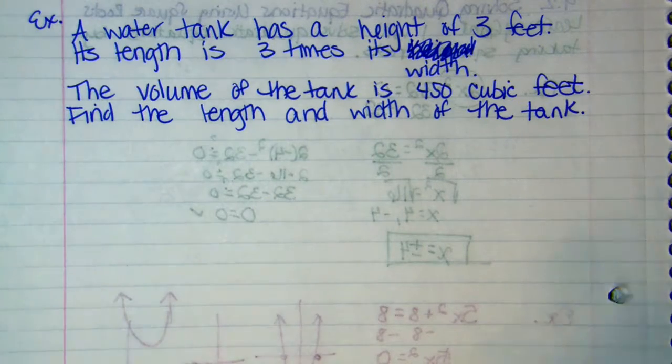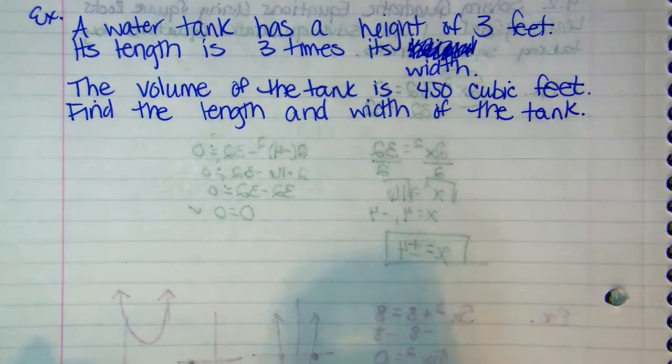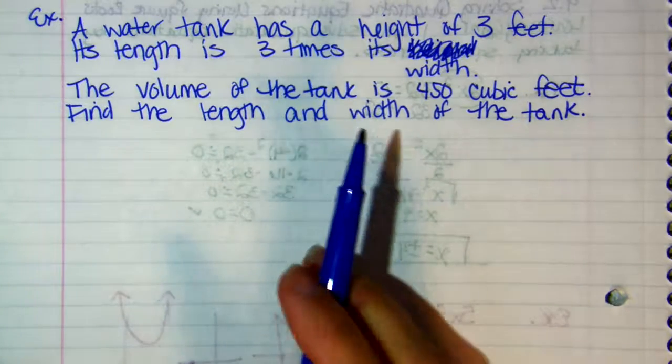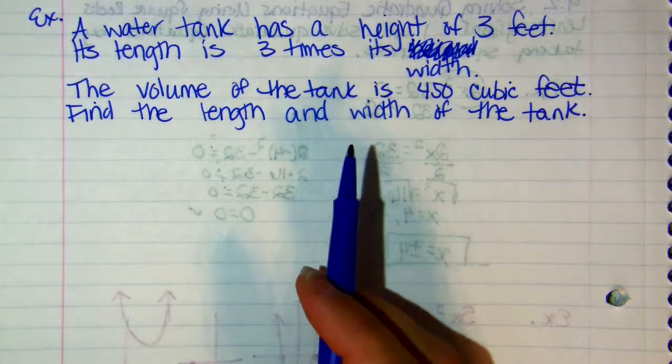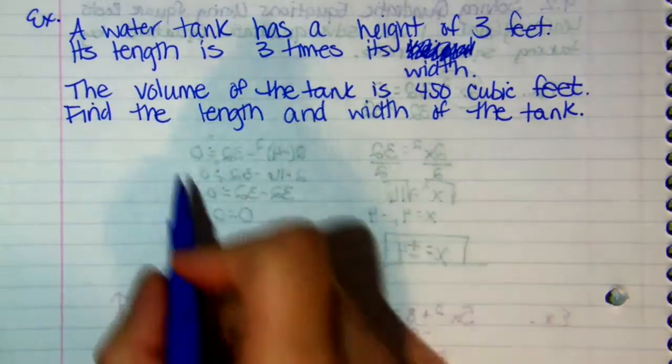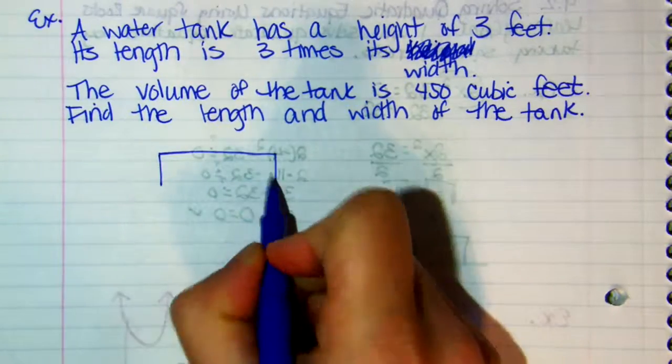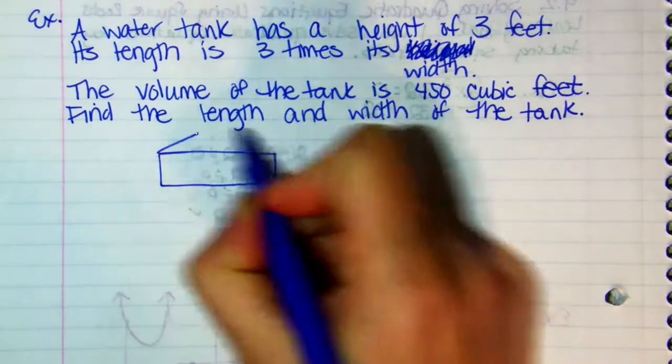So finally, we have a word problem with a water tank with a height of 3 feet and the length is 3 times the width. The volume of this tank is 450 cubic feet, so we want to find the length and width of the tank. So basically we have this rectangular prism.